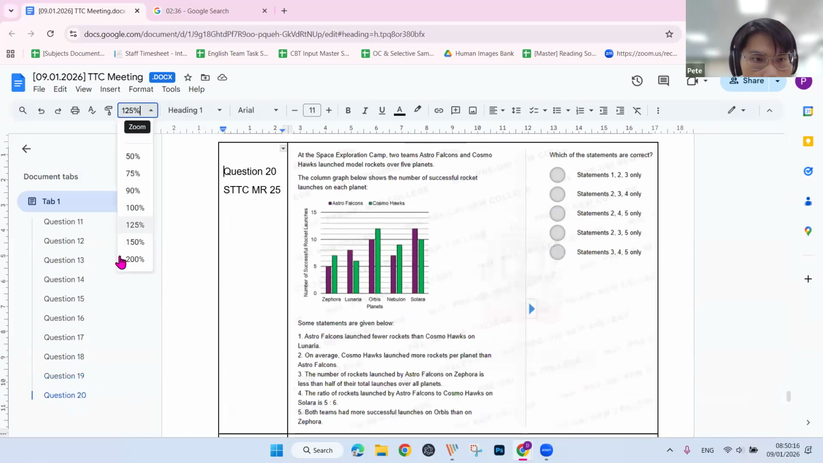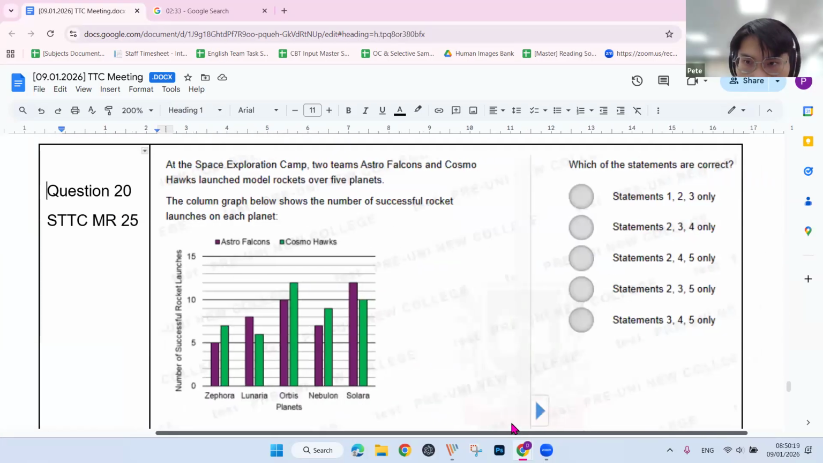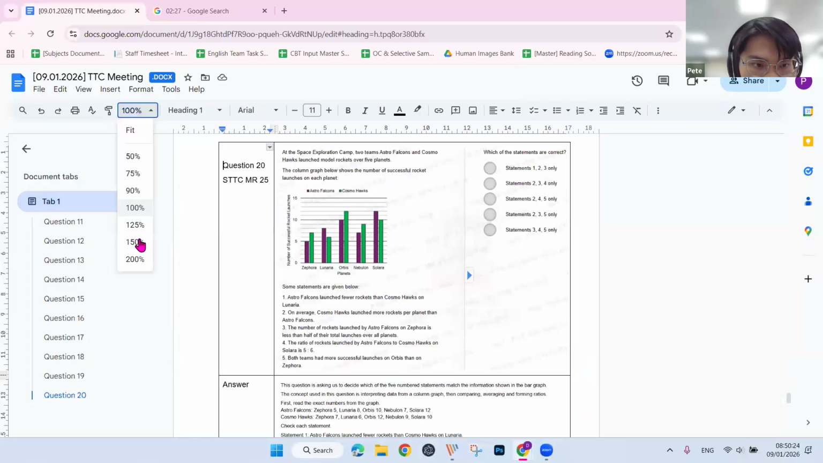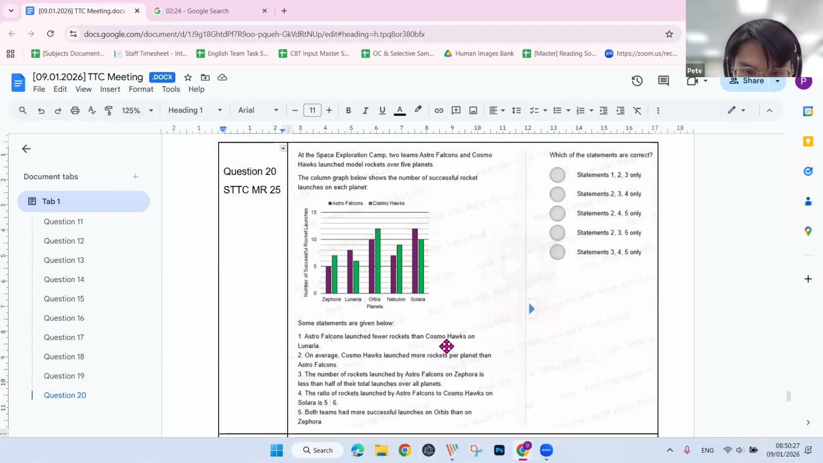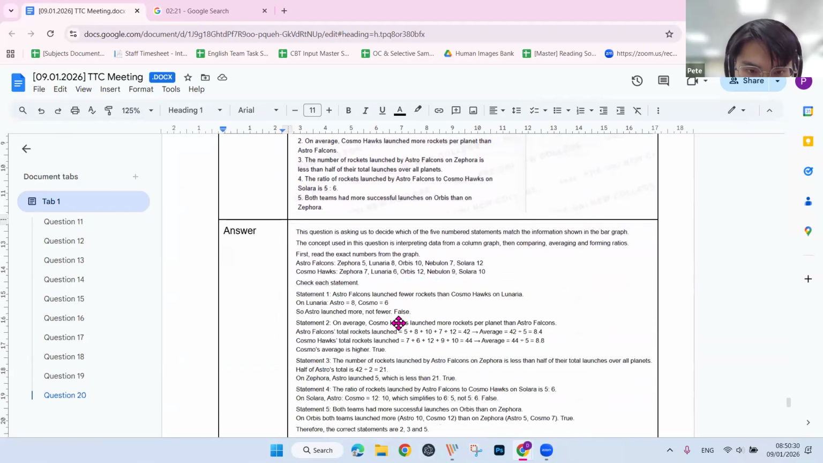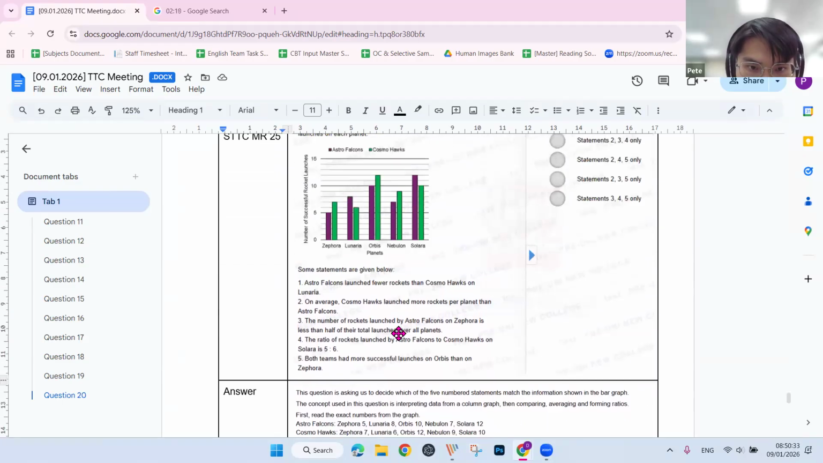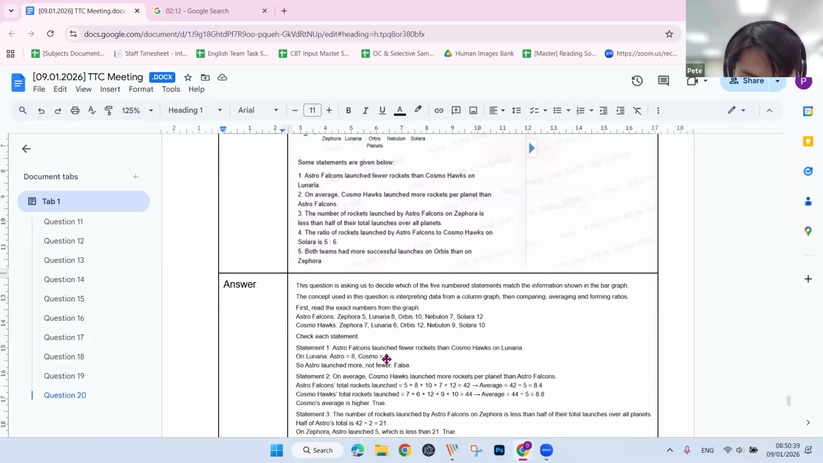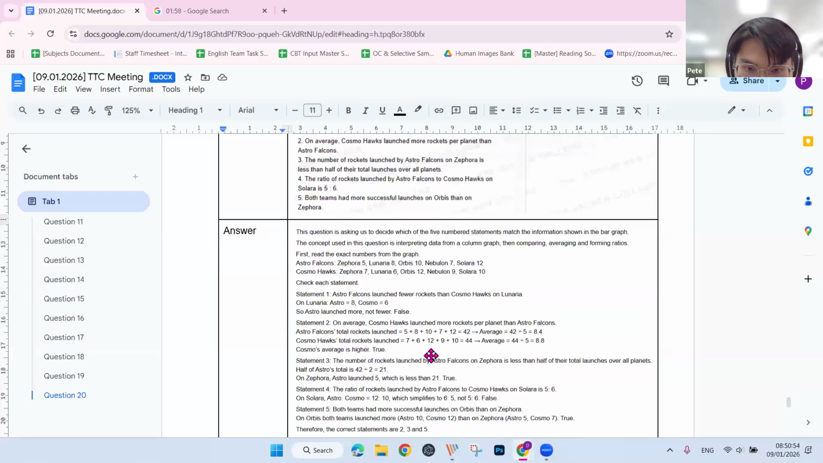So to the last question. We need to determine which statements are correct. We read the graph to get the numbers for each planet. For Astrophagon, Zephora is 5, Lunaria is 8, Orbit is 10, Nebulon is 7, and Solara is 12. For Cosmohawk, Zephora is 7, Lunaria is 6, Orbit is 12, Nebulon is 9, and Solara is 10.